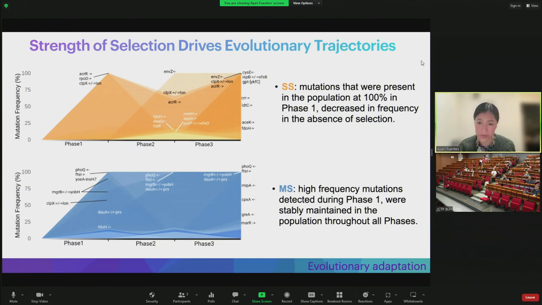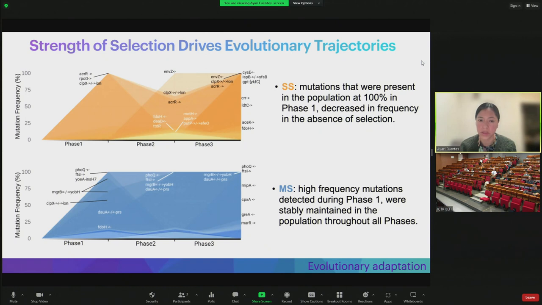And in contrast, for the mild selection, the interesting thing is that there were more mutations in the whole population, and even though they were not in the whole population for phase two, for the part of the drug-free environment they were covered, now at 100% of the population, and the mutations were stable.